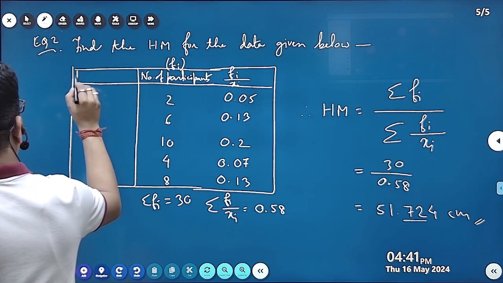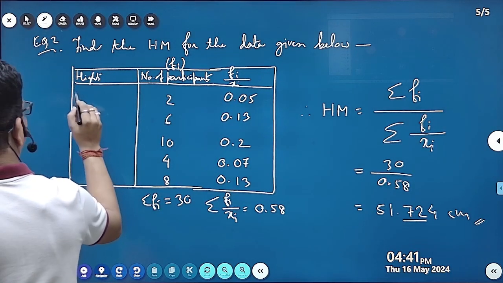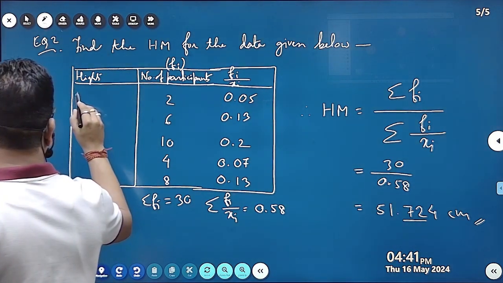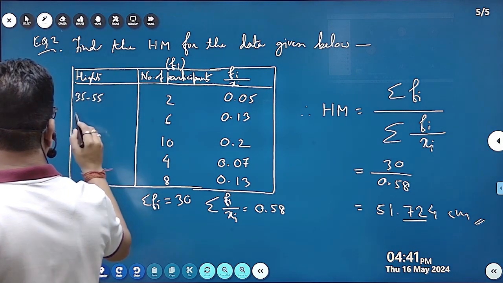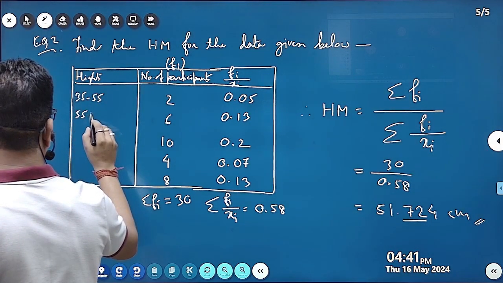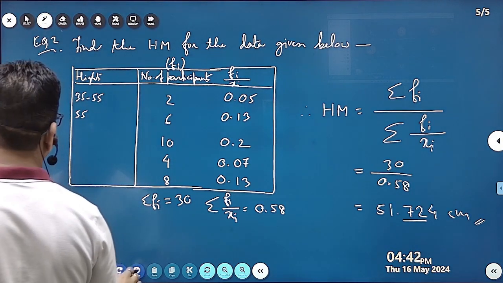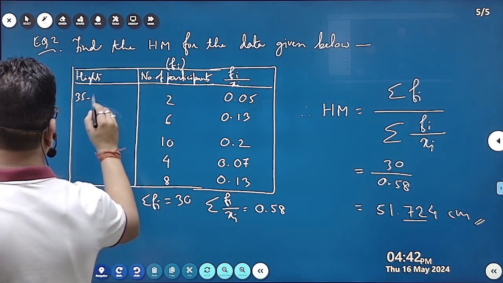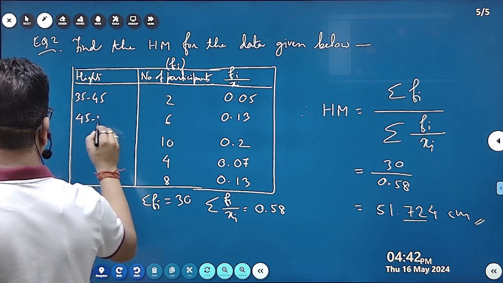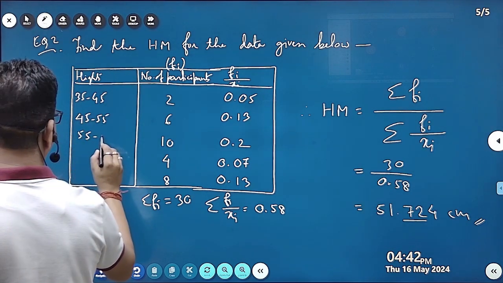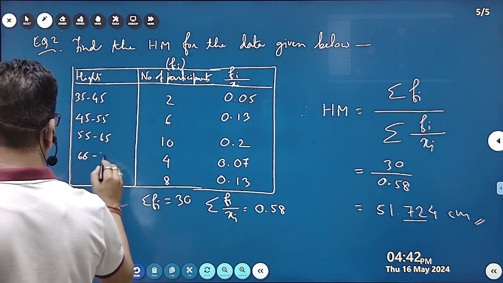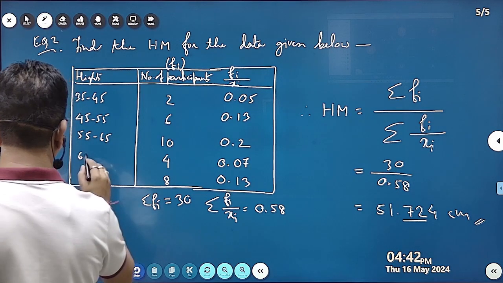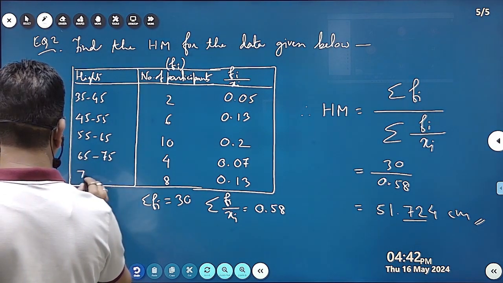So suppose the heights are given like this. What is the first number there? 40, no? 40. Suppose it is given 35 to 55, okay? Suppose it is given 35, because I'm trying to make the same number as you are doing. So suppose it is 35 to 45, 45 to 55, then 55 to 65, 65 to 75, and then suppose 75 to 85.